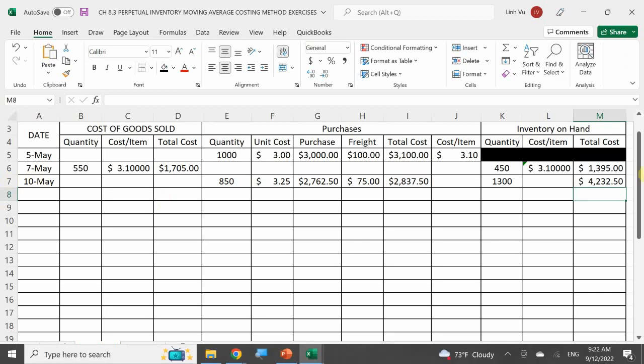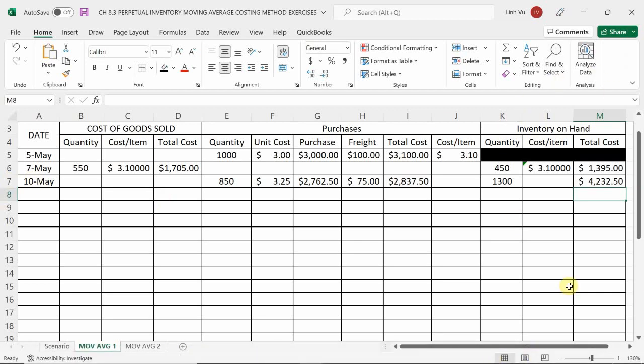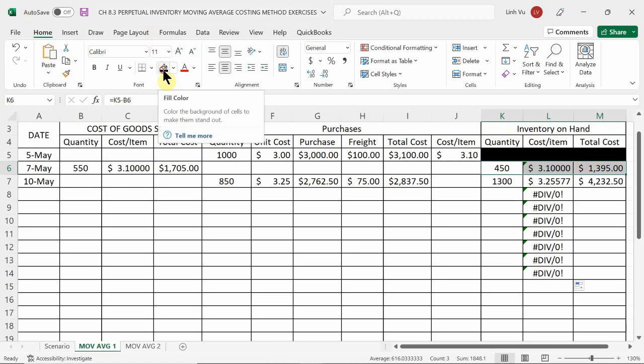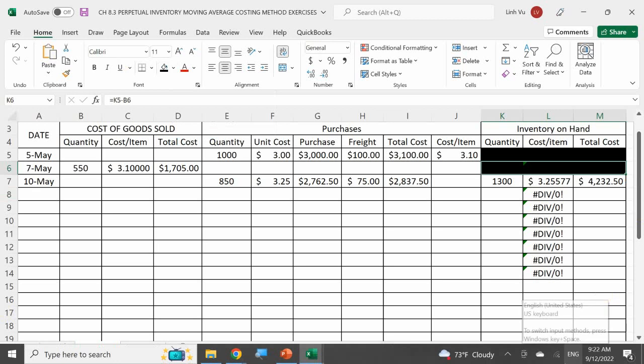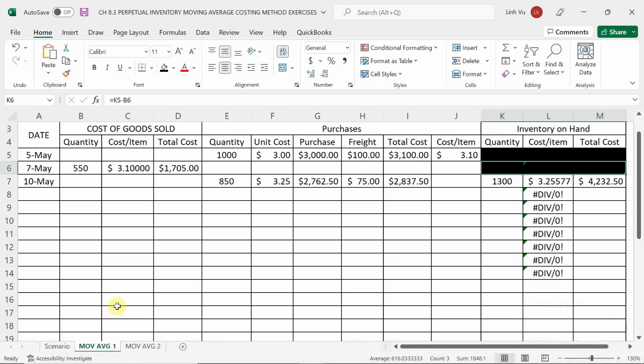So what is my new average cost per item? I need to calculate $4,232.50 divided across 1,300 units. 3.25576. Good. And I'm just going to copy that all the way down. I no longer need this 450 because I don't have that anymore. I have 1,300 now. So that's how we're going to do the moving average, because it's much easier and much more feasible.